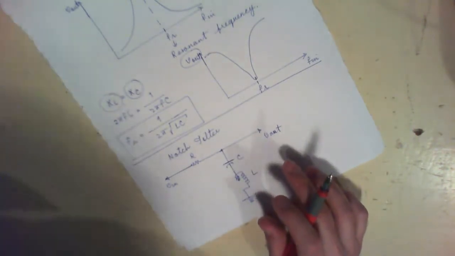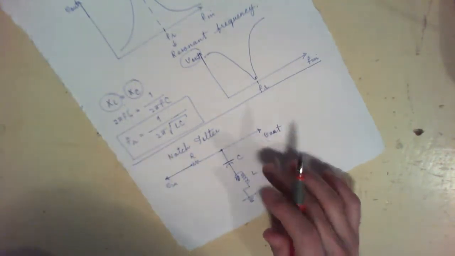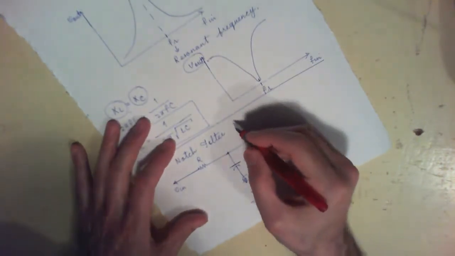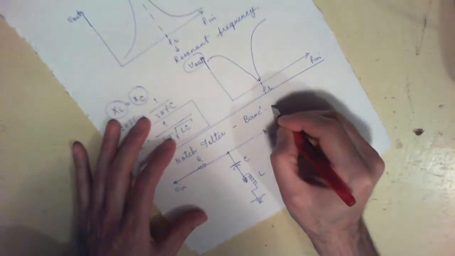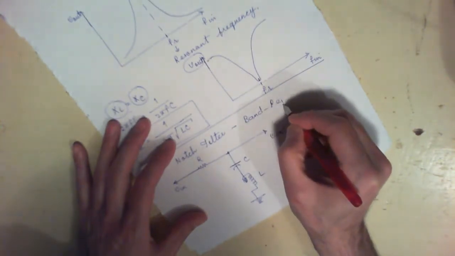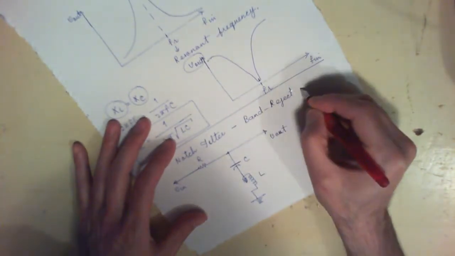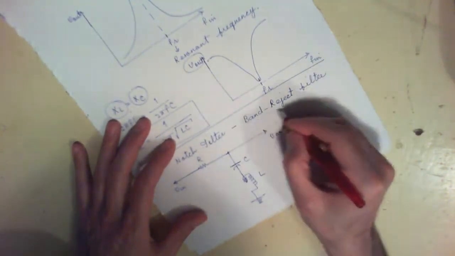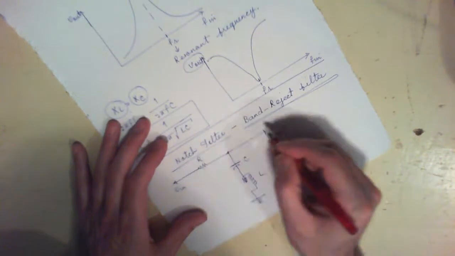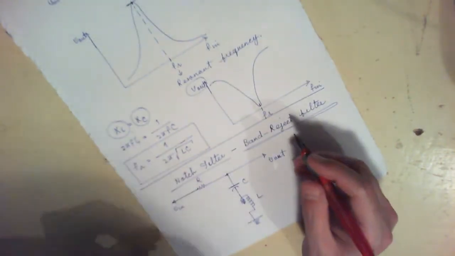So that's basically it, and this thing is also called a band reject filter. It's called either a band reject filter or a notch filter.